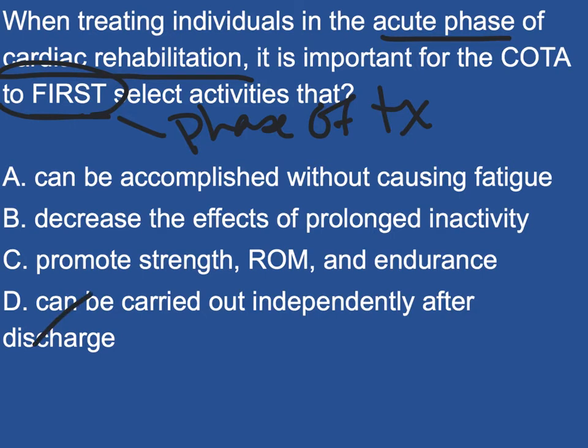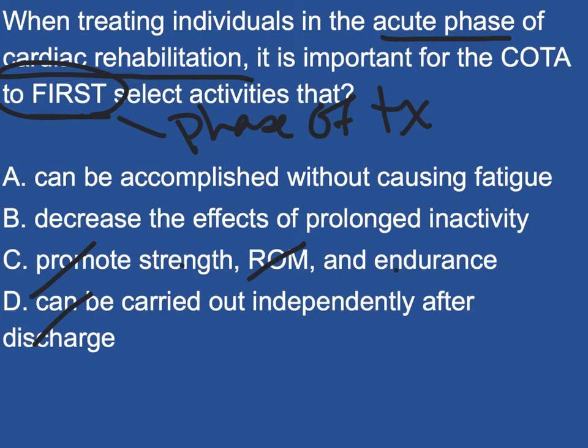C, promote strength, range of motion, and endurance. Well, we can take a look at this and say, this has to do with cardiac rehabilitation. In cardiac rehabilitation, we're definitely not really focused on range of motion. That already tells me that this option is incorrect. We might want to promote strength and endurance, but definitely not range of motion. So we're going to eliminate C.